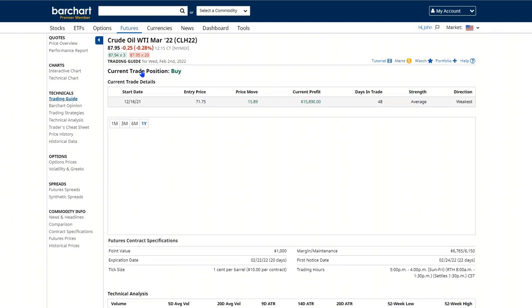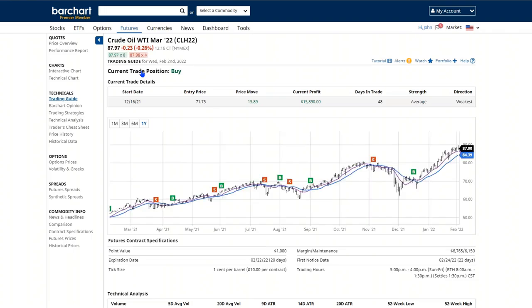If I go back to my trading guide, again, let's look at what has happened. Here is a buy signal, and the trend continued. Then we generated a sell signal, which would be to exit this buy signal, but also an opportunity to go short. And then we generated a buy signal, which would be to cover our short position, and then go long and catch this new trend.